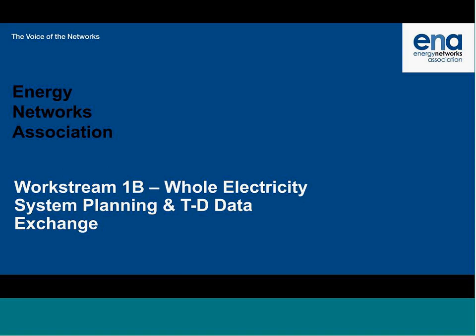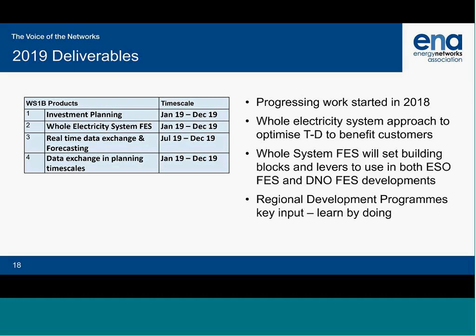I'm Ian Povey, the manager for Electricity Northwest in my day job, and also I'm the Workstream 1B lead. Workstream 1B is looking at system planning and data exchange between transmission and distribution. The products within Workstream 1B: investment planning, whole electricity system FES, real-time exchange and forecasting, and data exchange in the planning timescales. Take them one by one.